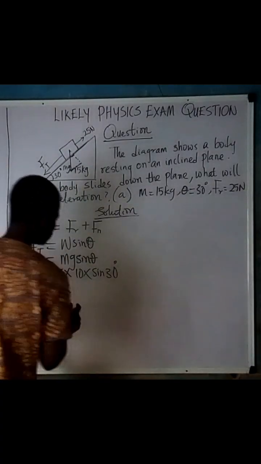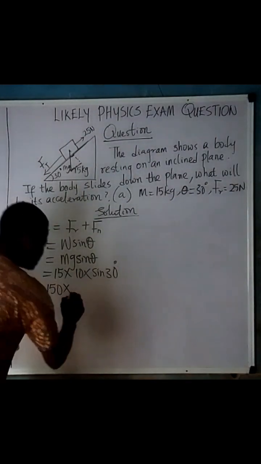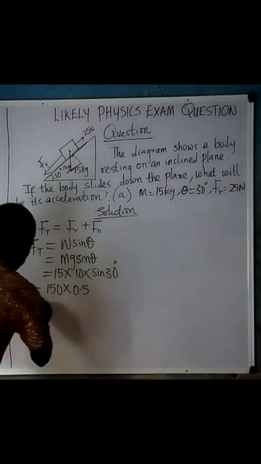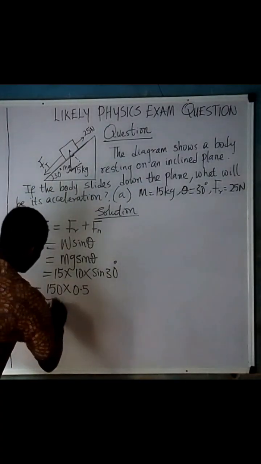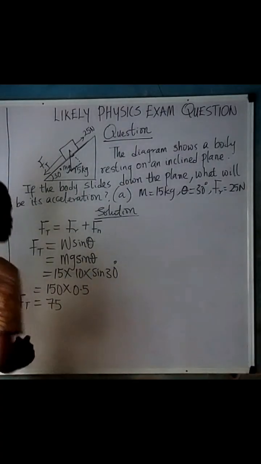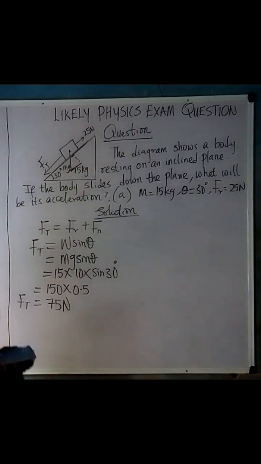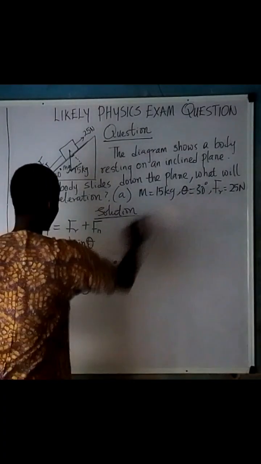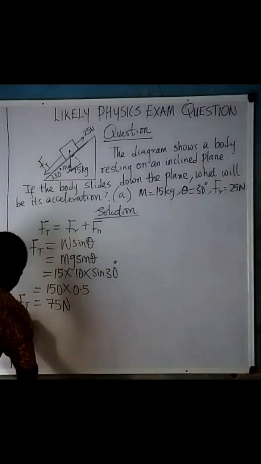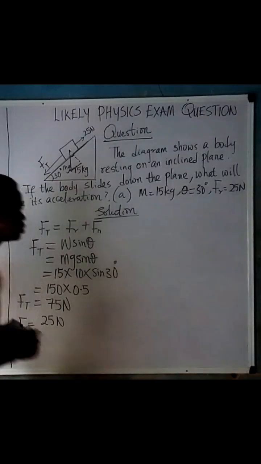Now times what is sine 30? Sine 30 gives us exactly 0.5. So we are progressing. It will be equal to, if you do this times this, you have 75. So our total force is 75 Newton. Now guys, you know our total force. We also know from the question, without solving, that our frictional force was given to be 25 Newton. So there's no need to get that.